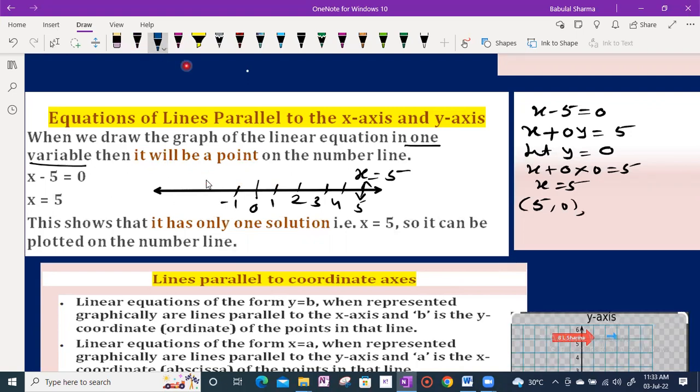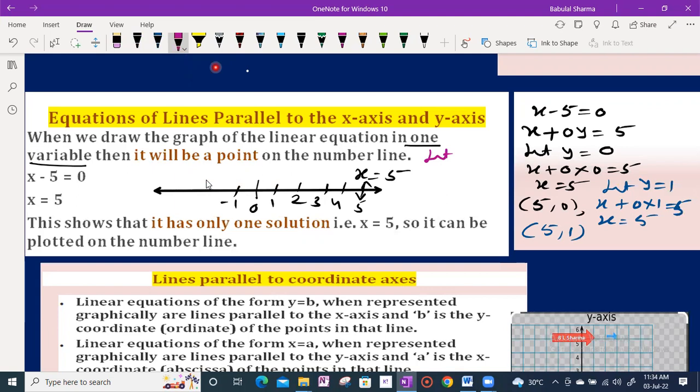Let, second solution लेते हैं. y is equal to 1. So x plus 0 into 1 is equal to 5. When 0 is multiplied by any number, that is 0. So x is equal to 5. So second solution is 5, 1. Similarly, we can take the third solution.